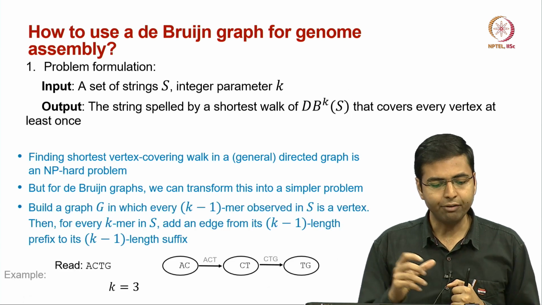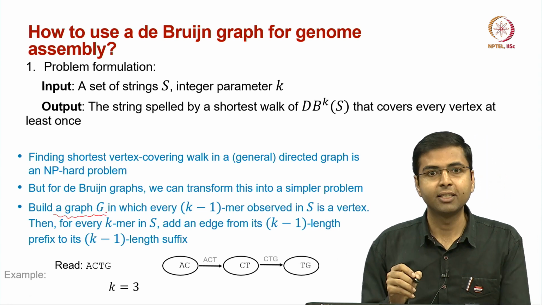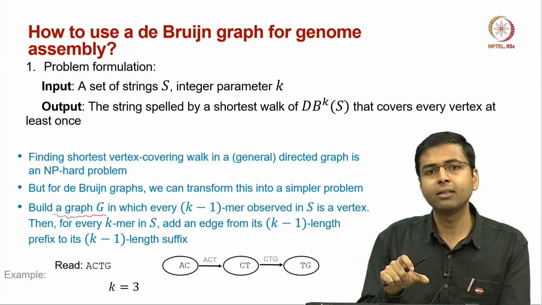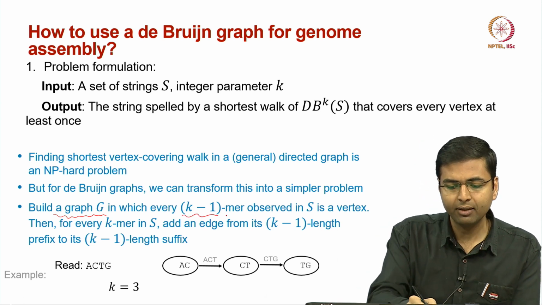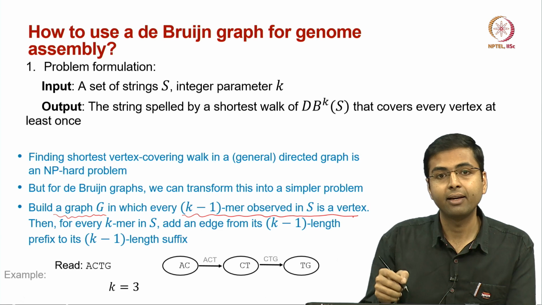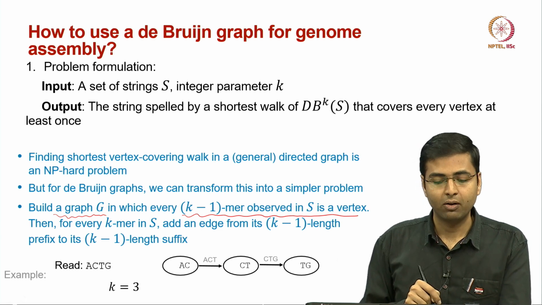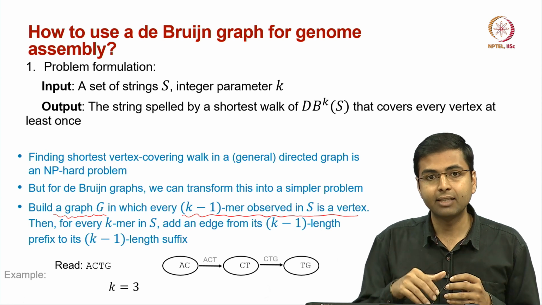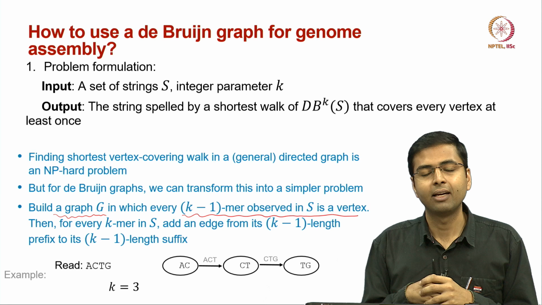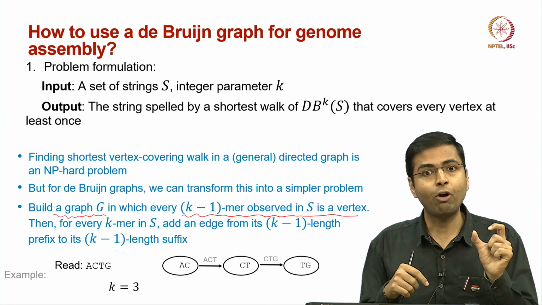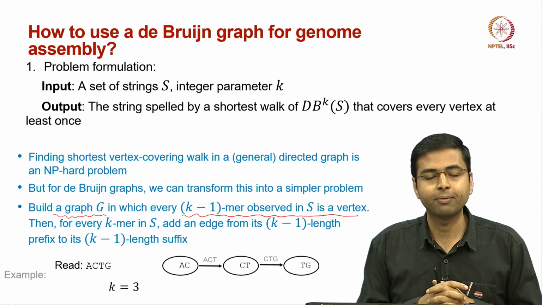We will build another graph G in which every k minus 1 mer will be a vertex. So every k minus 1 mer observed in the read set is a vertex, and the way edges are added in this graph is as follows. For every k-mer in the read set, an edge is added from its k minus 1 length prefix to its k minus 1 length suffix.